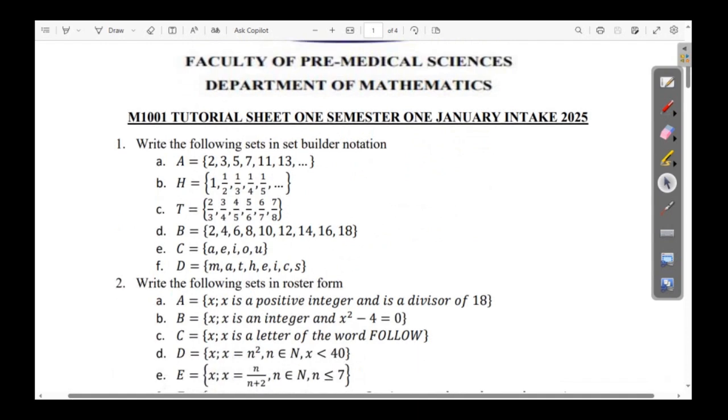So we'll start solving these questions one by one. The first question is what we can see here. They're saying write the following set in set builder notation. The first one is the set that has 2, 3, 5, 7, 11, 13. So the next number there will be what?